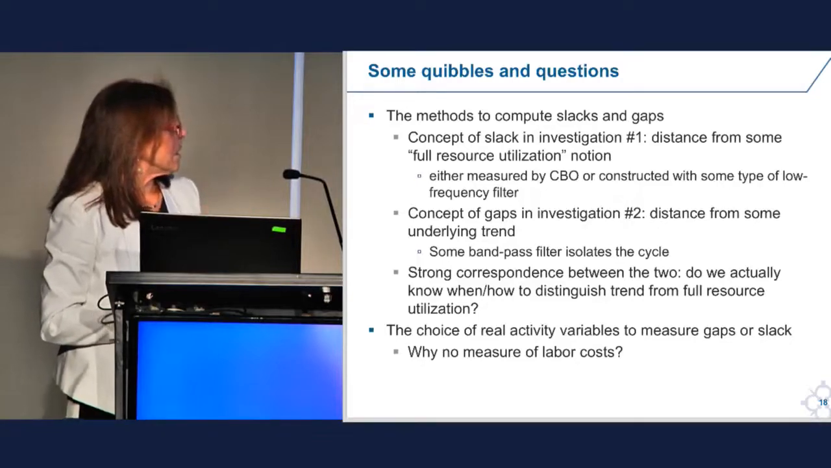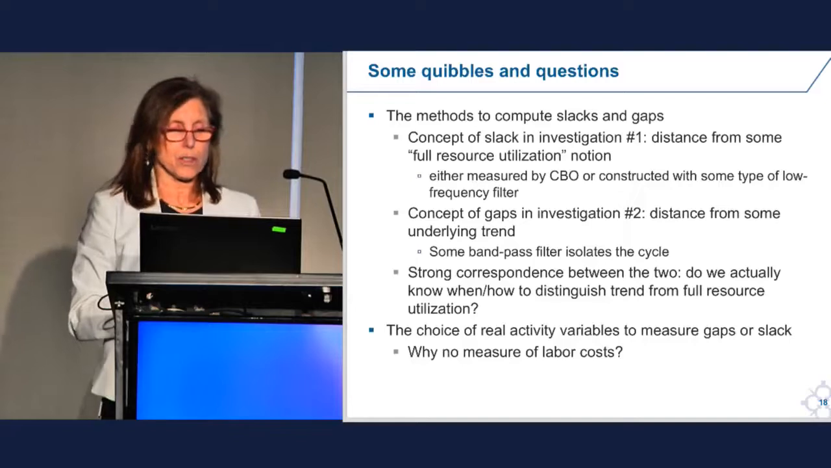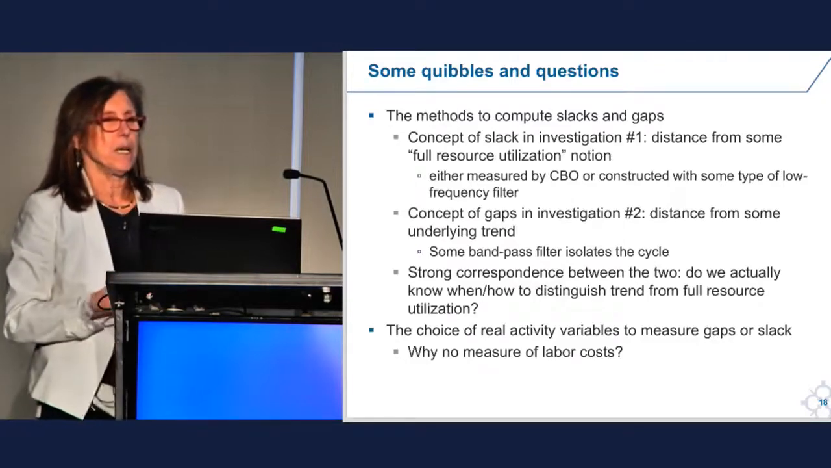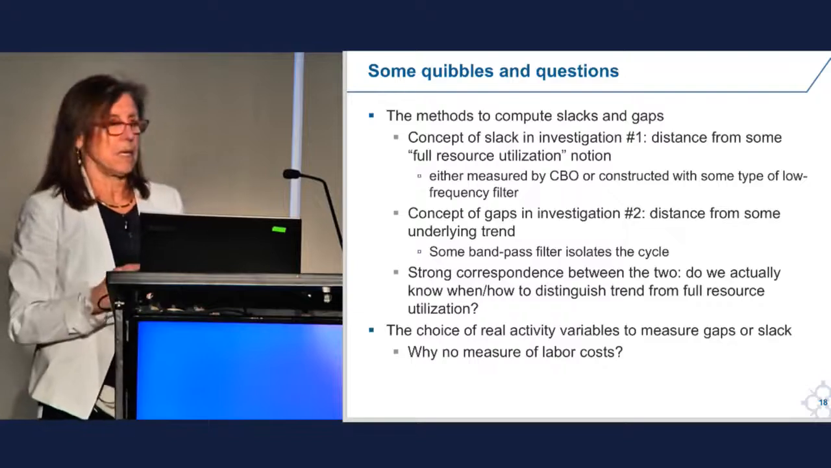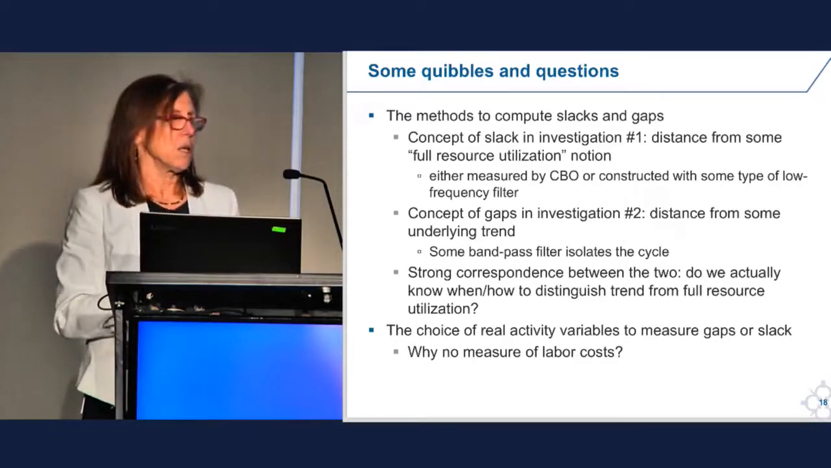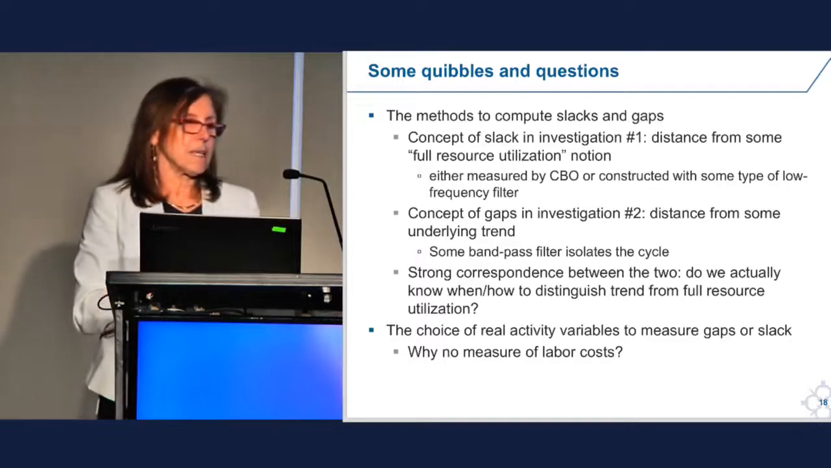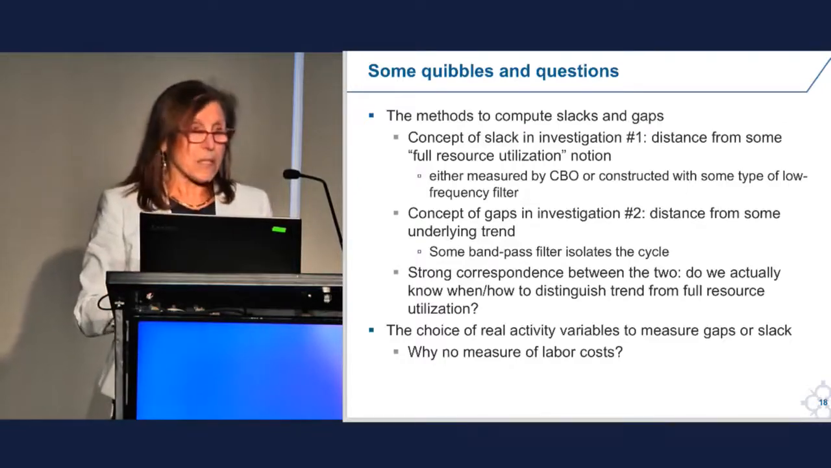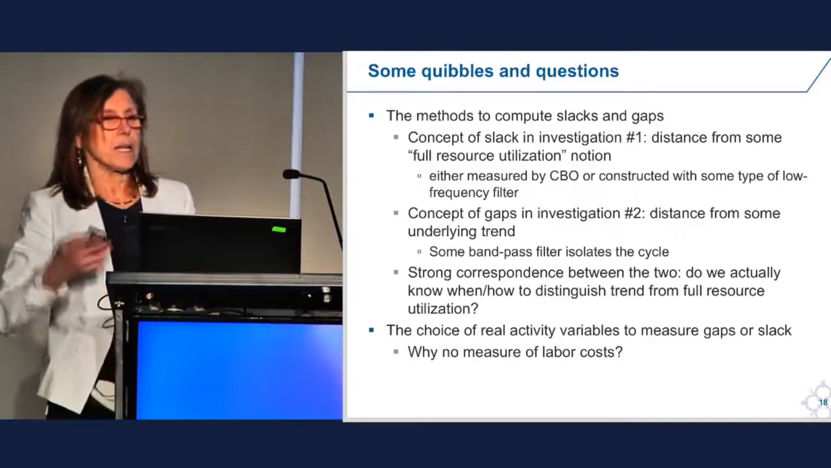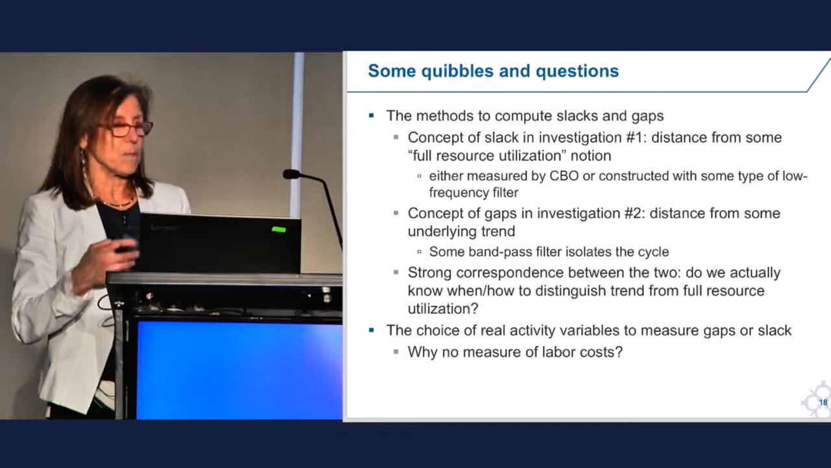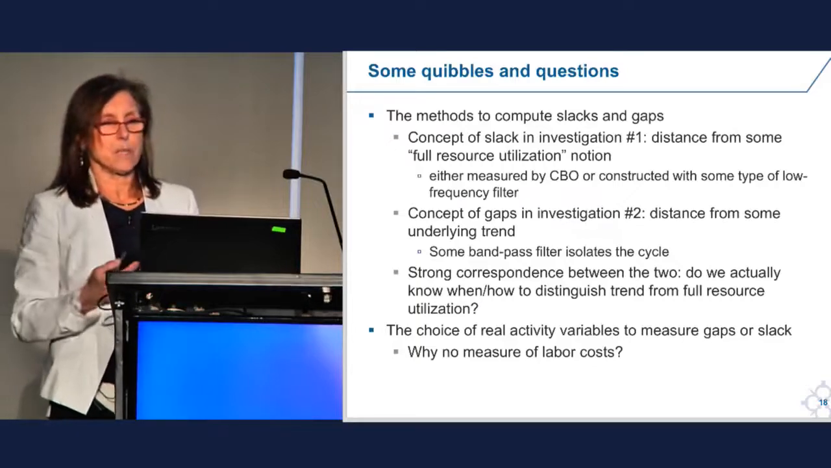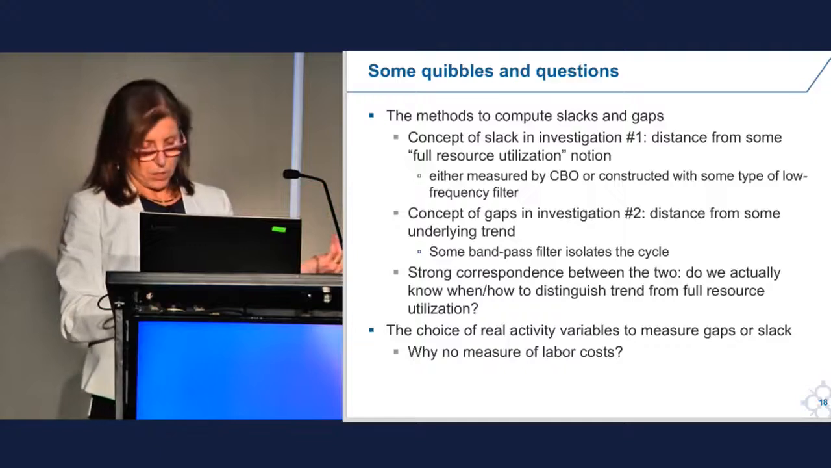And then the last question, which is, I guess, closer to my heart: the choice of real activity variables to measure gaps and slack, whether unemployment, short-term unemployment, or the employment-population ratio. What about a measure of labor cost? We have seen Matteo, I think, talking a lot about the labor share. When I think about a Phillips curve, I think about the labor share as a measure, however imperfect, of the real unit labor cost that should tell us something about inflation, more than unemployment and gaps of any kind, because remember, to get from labor cost to unemployment, you have to have all sorts of other assumptions in the model, but it's more direct to relate inflation to labor costs.